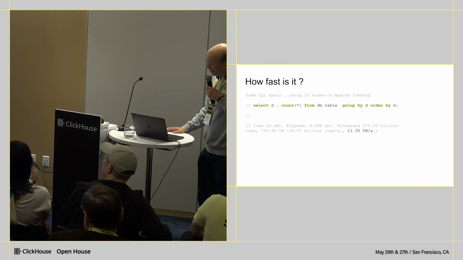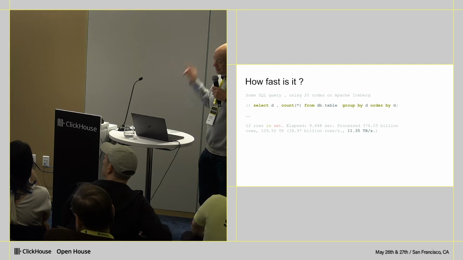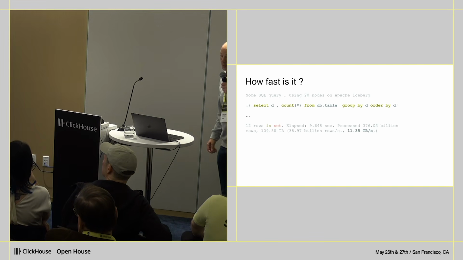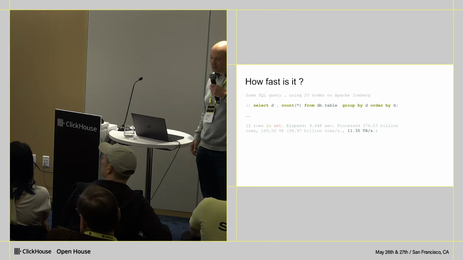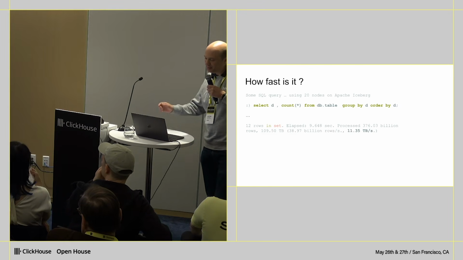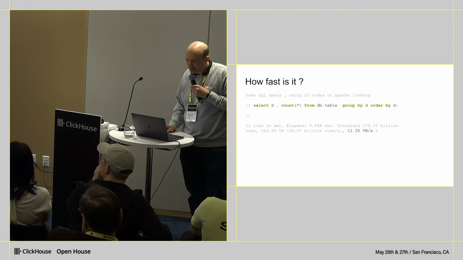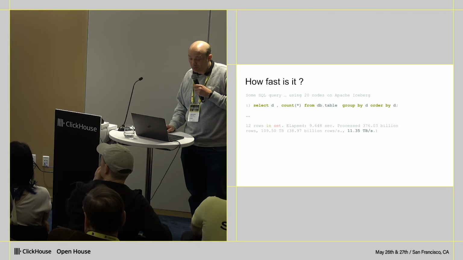The speed of ClickHouse is pretty good. That's an experiment we did on Iceberg with 20 nodes. You can see this is a group by, so it's not using the metadata. We process here 400 billion rows in 10 seconds. That's about 40 billion rows per second.